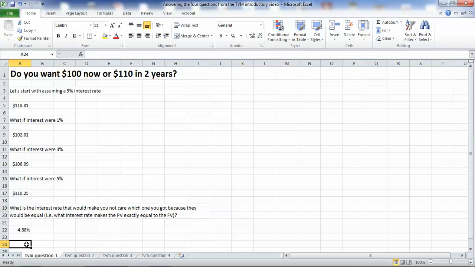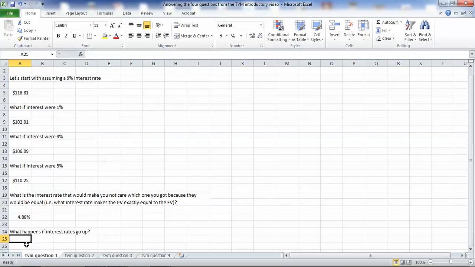So let's talk real quickly about what happens if interest rates go up. Well, we can see that if the interest rate goes up, our future value, that's what these numbers are, goes up. So if we go from 1% to 3%, our future value goes up. That's because our interest is compounding. And so not only are we getting interest on the principal, but we're also getting interest on the interest we already earned.